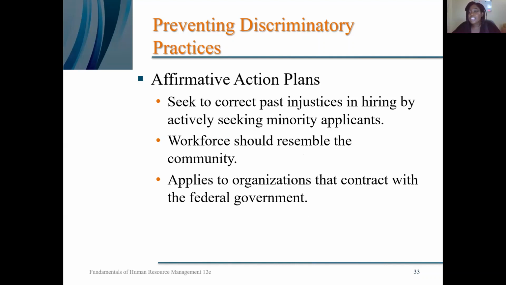Affirmative action seeks to correct past injustices in hiring by actively seeking minority applicants. So persons who have been found guilty of discriminatory practices in employment can actively seek the minority group, the group that they discriminated against, and employ those persons in order to correct their error. The workforce should resemble the community. It applies to organizations that contract with the federal government.